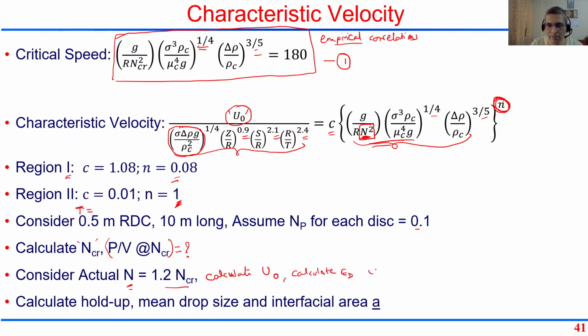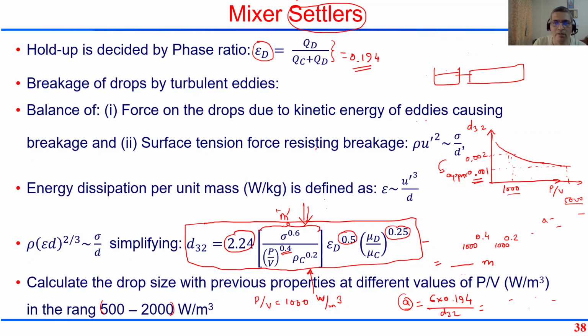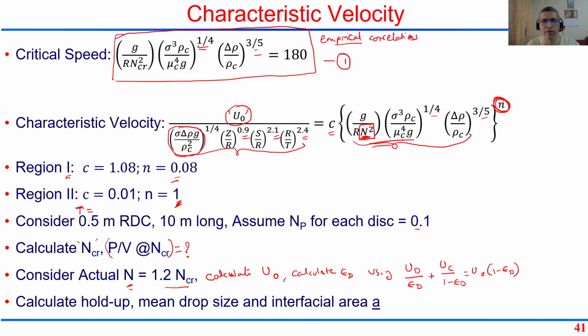epsilon d using our slip velocity relation, ud by epsilon d plus uc by 1 minus epsilon d is equal to u0 times 1 minus epsilon d raised to power 1. Okay, and then I want you to calculate, of course, d32, we are going to calculate like this now, because now we are at a speed more than the critical speed. Okay, and then I want you to calculate the interfacial area. So I'll give you 5 minutes to calculate.